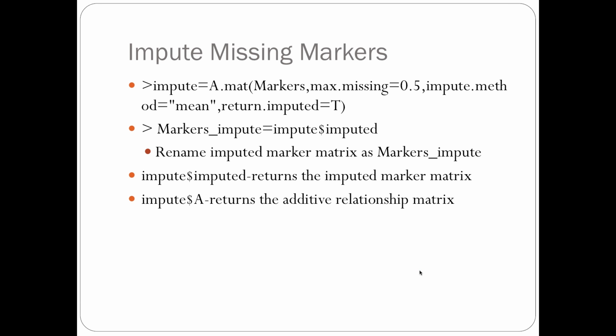So in the code I renamed some of the matrices. I renamed the marker matrix to the imputed marker matrix, just for later on for the mixed.solve. And the outputs from the impute command: the imputed returns the imputed marker matrix, while the $A returns the additive relationship matrix.